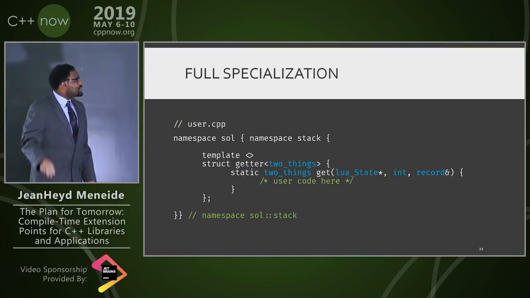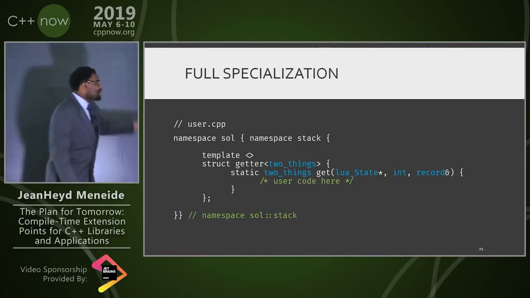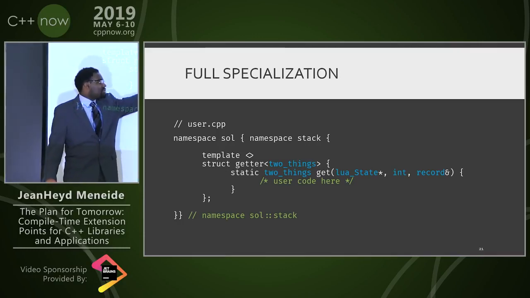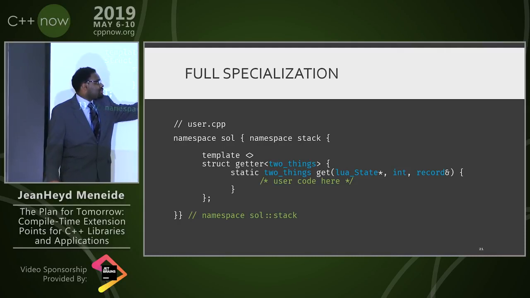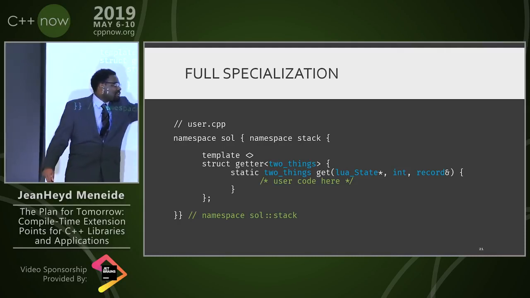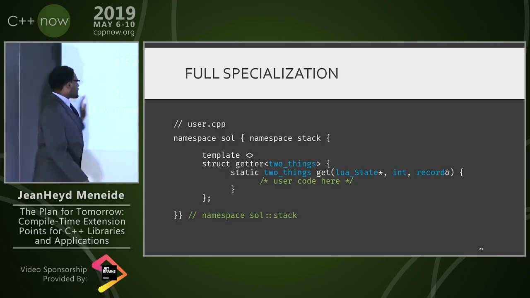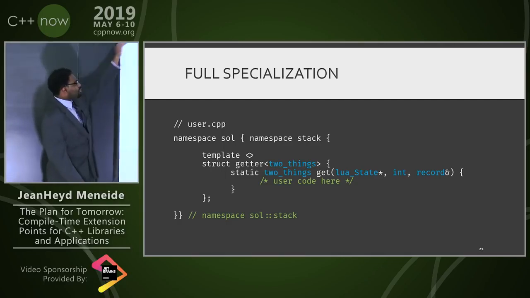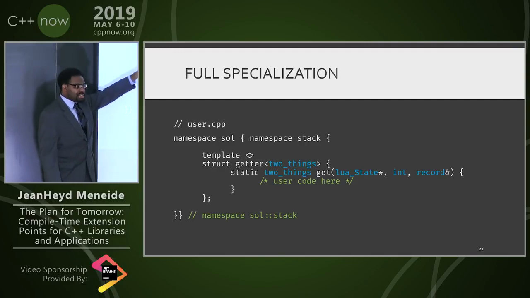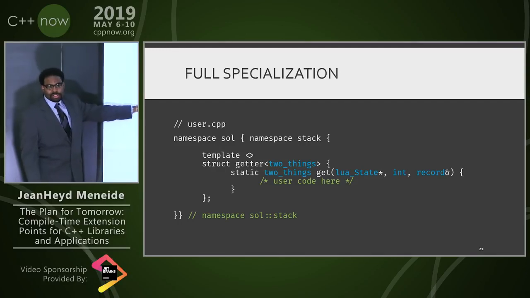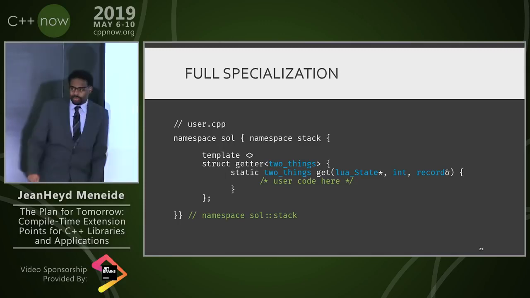But the idea here is that you can specialize this for your type. For the getter, I'm going to use the toThing struct that we were talking about before. So return toThings from this get function, take all the arguments, my user code goes there, and I close the namespace. So the way I do this, I open the namespace, I define a full specialization of this getter struct, and I close the namespace. It doesn't look too complicated.